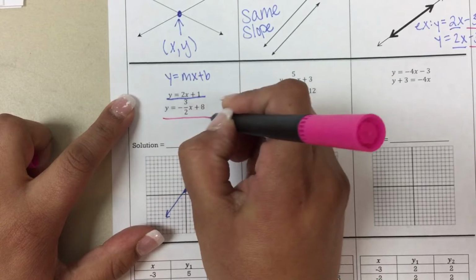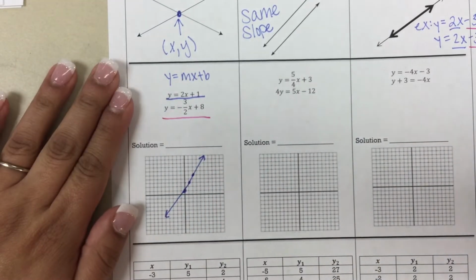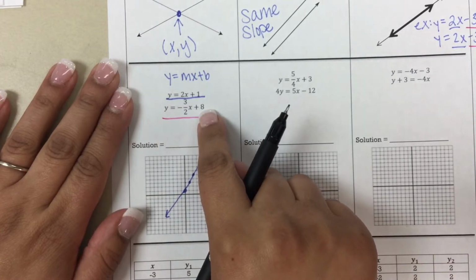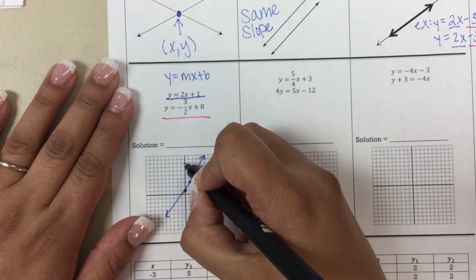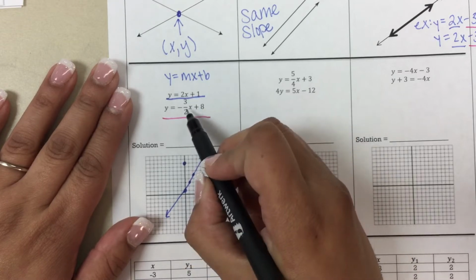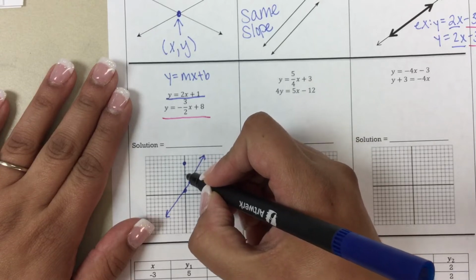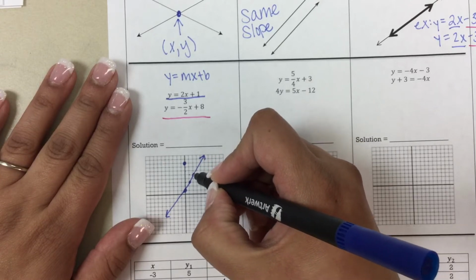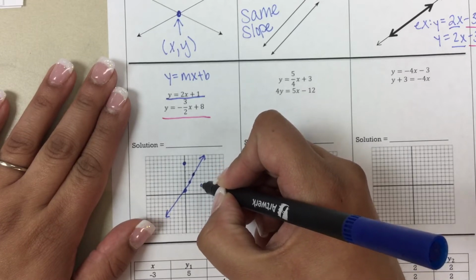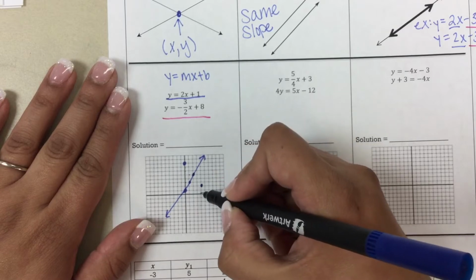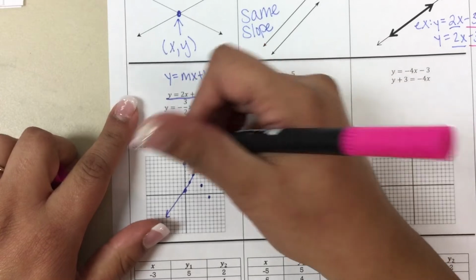Okay, my second equation, I'm going to do it pink. Start with b, so positive 8. 1, 2, 3, 4, 5, 6, 7, 8. And my slope is -3/2. So I'm going to go down 3, 1, 2, 3, and to the right 2, right here. Down 3, 1, 2, 3, and to the right 2. I'm going to do one more point. 1, 2, 3, right 2. And we're doing it pink.